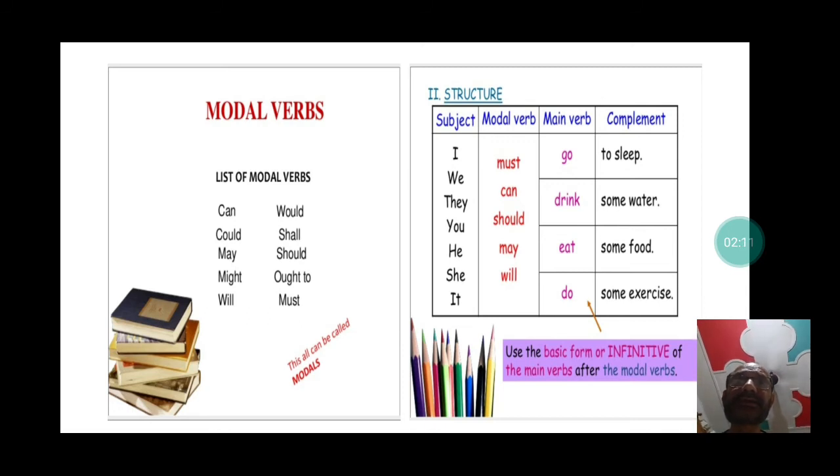You can see the structure. I, we, they, you, he, she, it. We have taken all sorts of subjects with respect to pronouns. Then we add the modal verbs must, can, should, may, will, and we add the main verb, and then we add a complement, and we see a complete sensible sentence is made. But the infinitive, the base form of the main verb, comes after the modal verb.